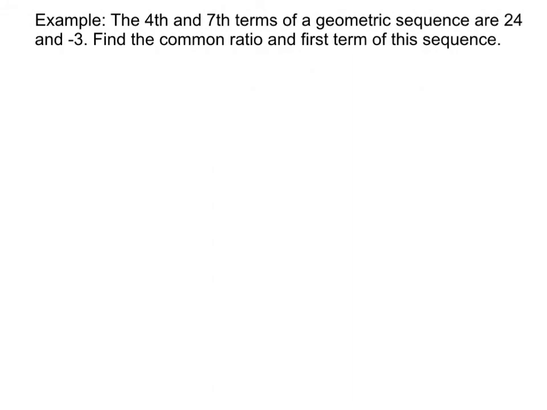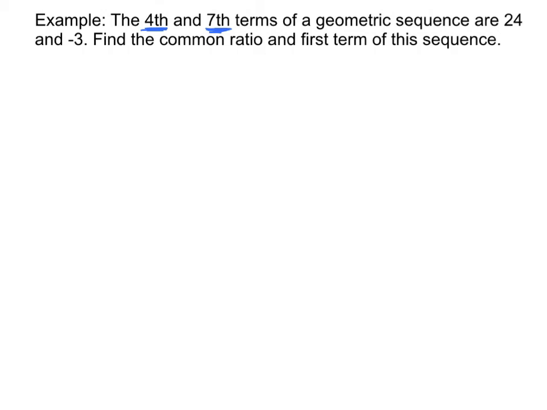This last example that I have: the fourth and seventh terms of a geometric sequence are 24 and negative 3. Find the common ratio and the first term of the sequence. I really hope this reminds you of the last example we did in the arithmetic sequences lesson. Right? Notice there are two different values of n that are given here, 4 and 7. Because of that, you should be writing down two different equations. So I want you to pause the video, write down what those two equations are, and then check back in.